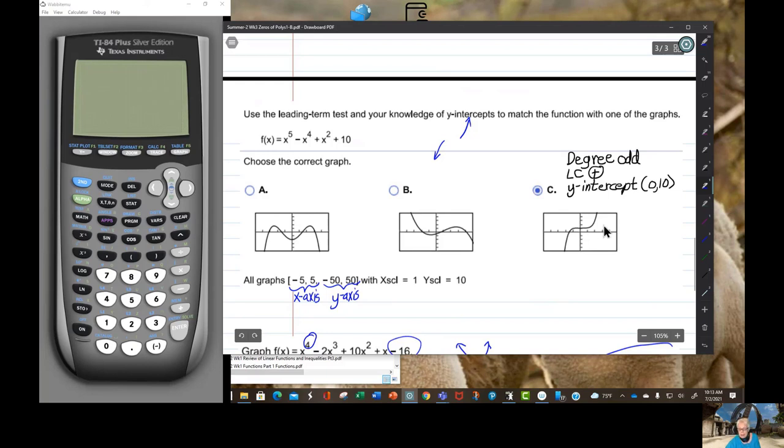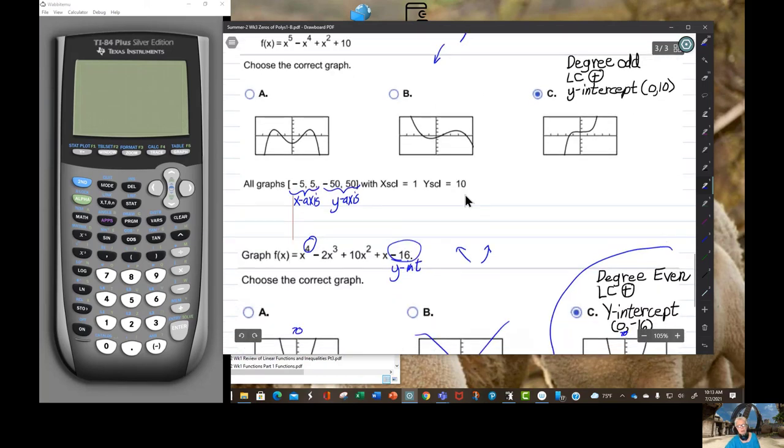But as an extra check, we see that 10 is the y-intercept. Now it looks like a 1. What do you mean 10? Well, that's where this helps you. This tells you all about the x and the y axis. Kind of like on a map. Okay, the word is right on the tip of my tongue. I'll think of it.